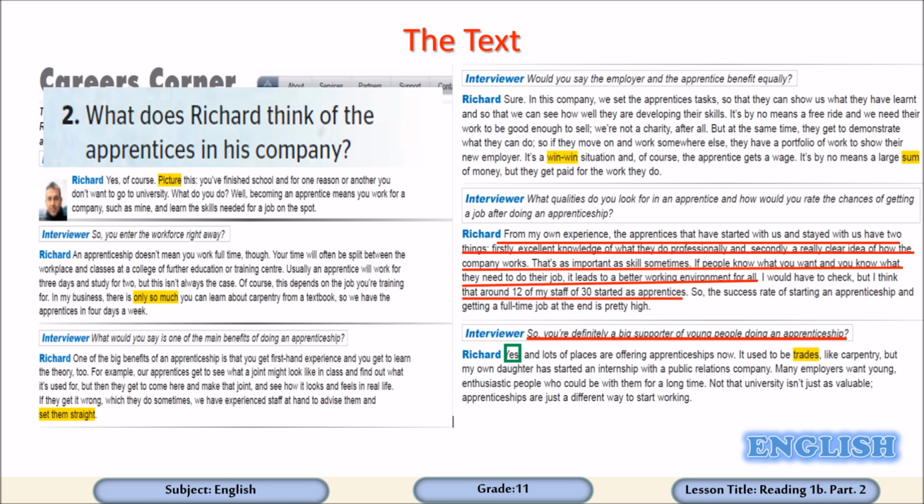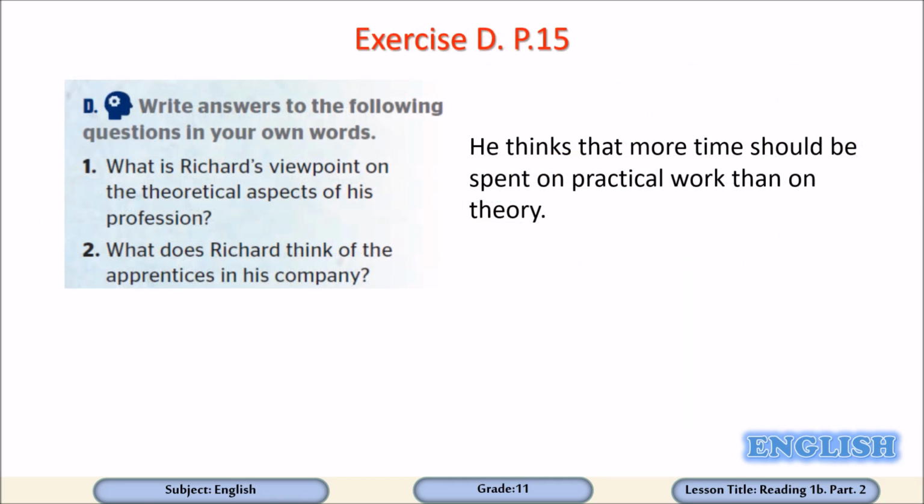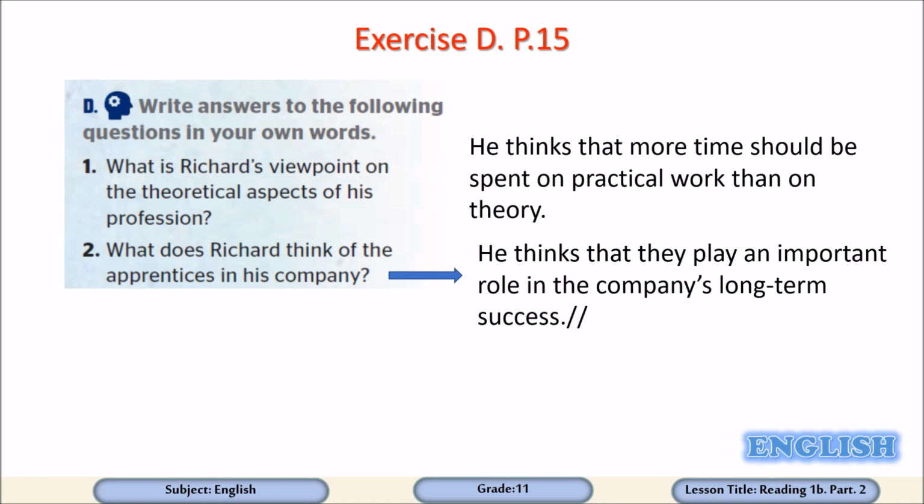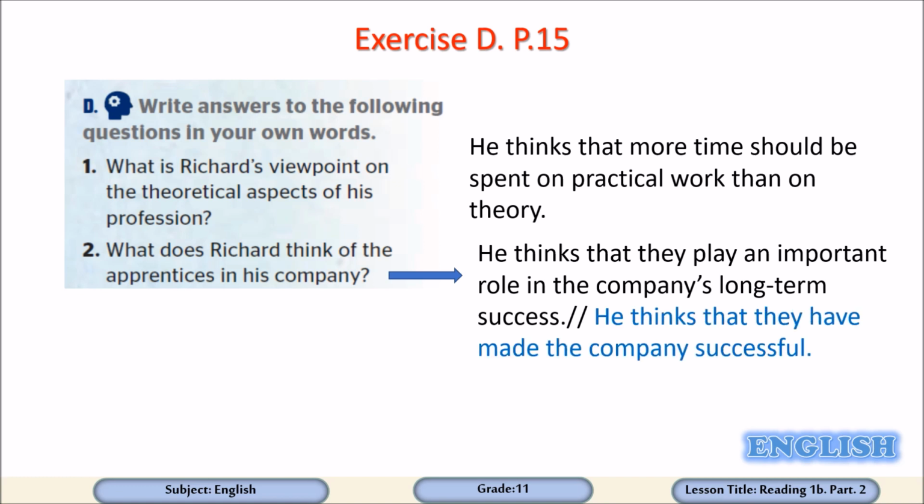So Richard is a big supporter of apprenticeship. What does this mean? Yes, very good. That is a very good answer. He thinks that they play an important role in the company's long-term success. Or you can say, he thinks that they have made the company successful.